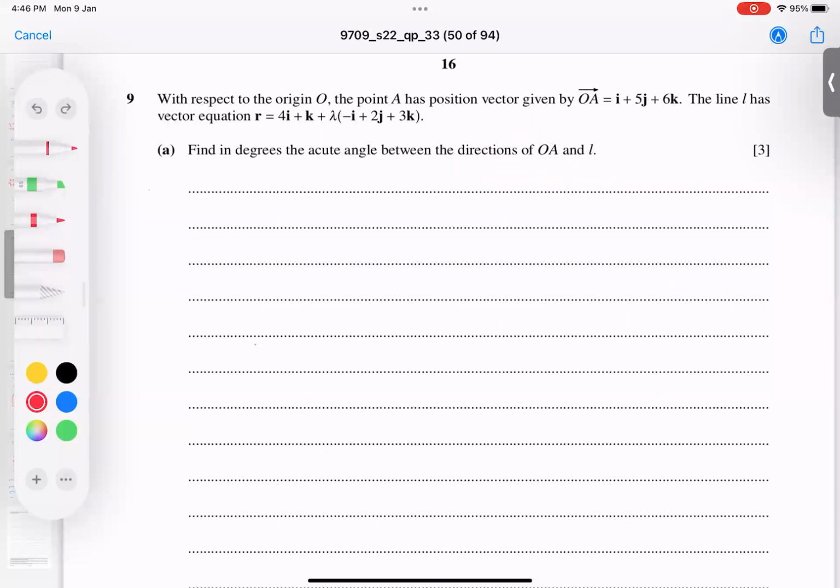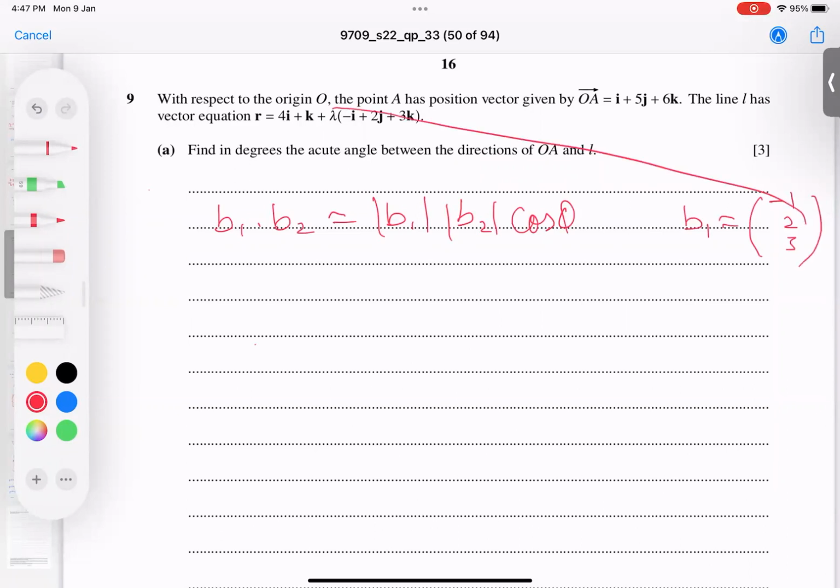The formula we use normally is B1 dot B2 is equal to the magnitude of the first vector times the magnitude of the second vector times cos of the angle. This one I will call B1. So B1 is negative 1, 2, and 3. After lambda, whatever appears is always the direction.